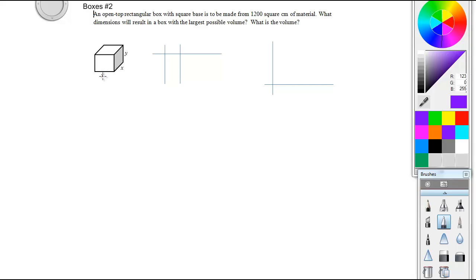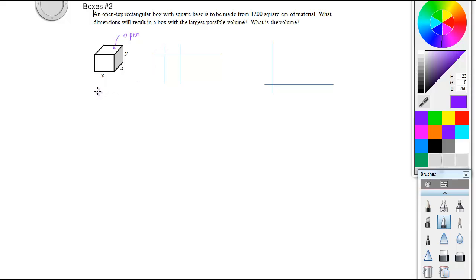So the base is square, which means that two of the side lengths of the edges are x long, and one of the edges is a different length, so I'll give that variable y. It's a good idea to indicate that the top is open, because it's easy to mess that up, so you might want to label that on your document. And then you have that the amount of material is 1200 square centimeters.